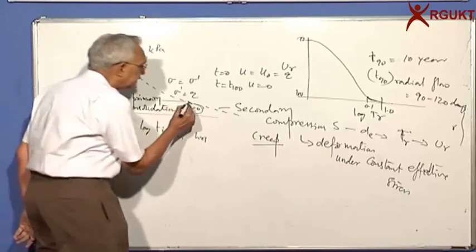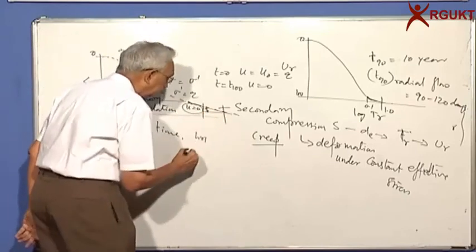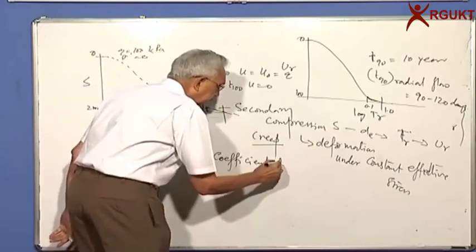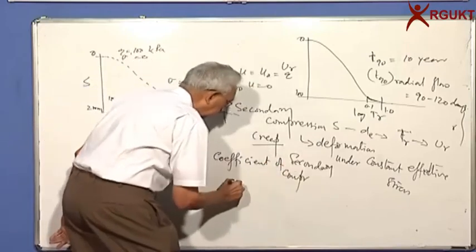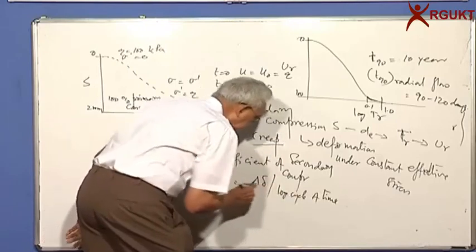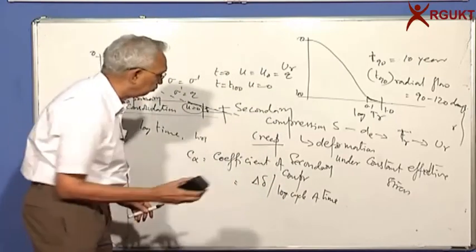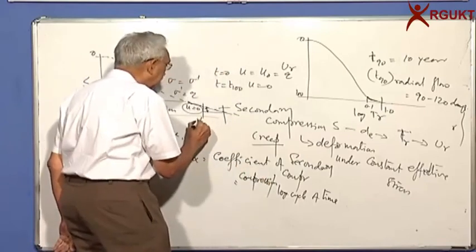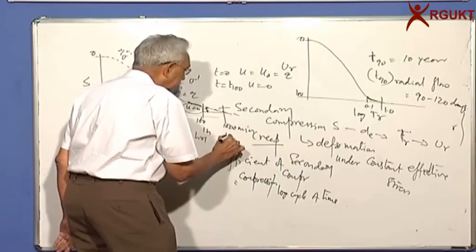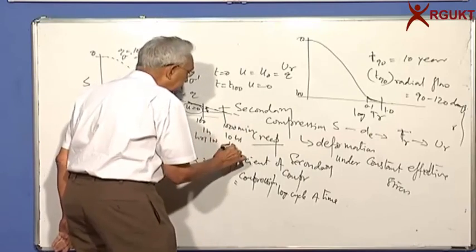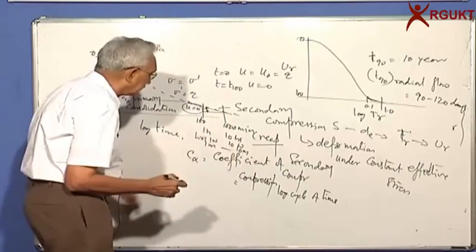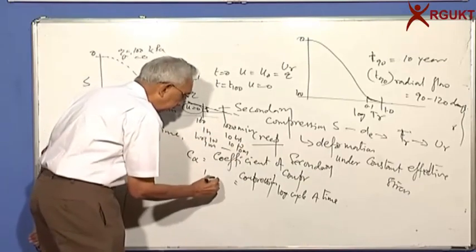So what we say is, let us take the slope of that. We define C alpha as the coefficient of secondary compression. It's equal to delta delta per log cycle of time. That is, I may say compression, it could be say 100 minutes to 1000 minutes, 1 hour to 10 hours, 1 week to 10 weeks, 1 month to 10 months. This is one log cycle, or 1 year to 10 years.